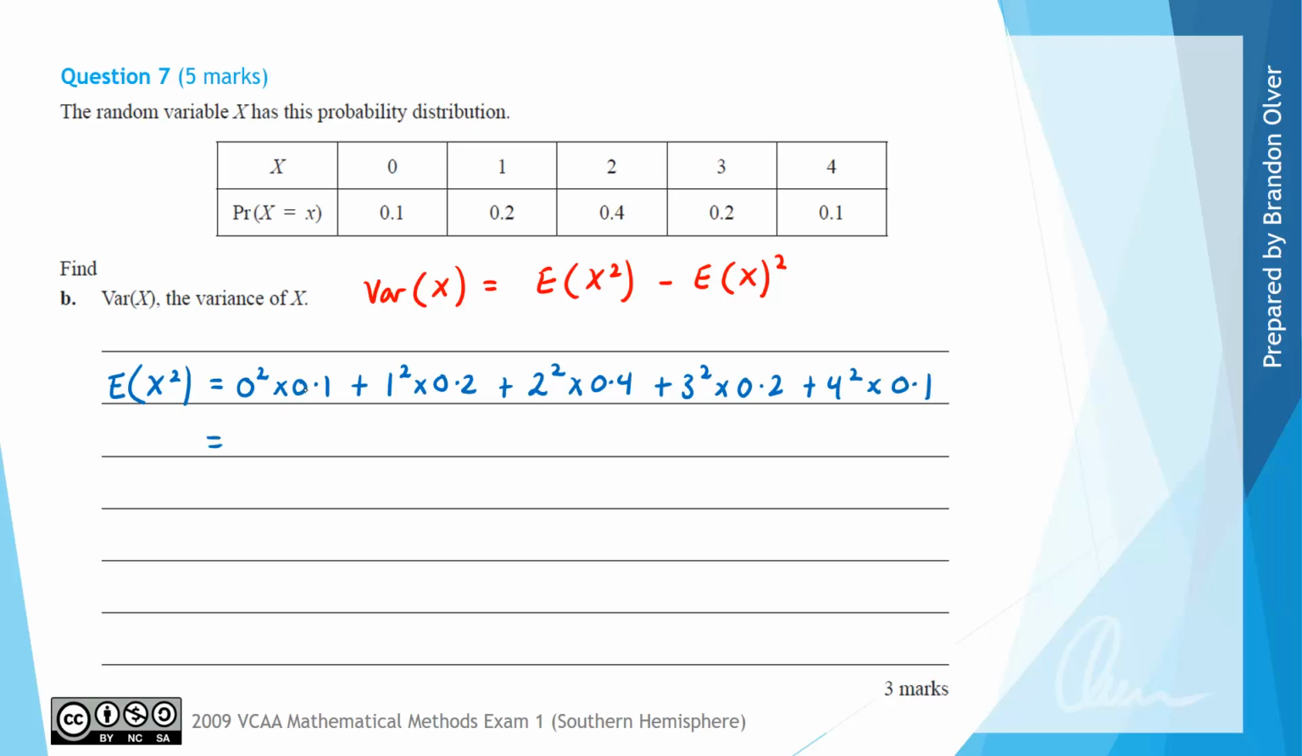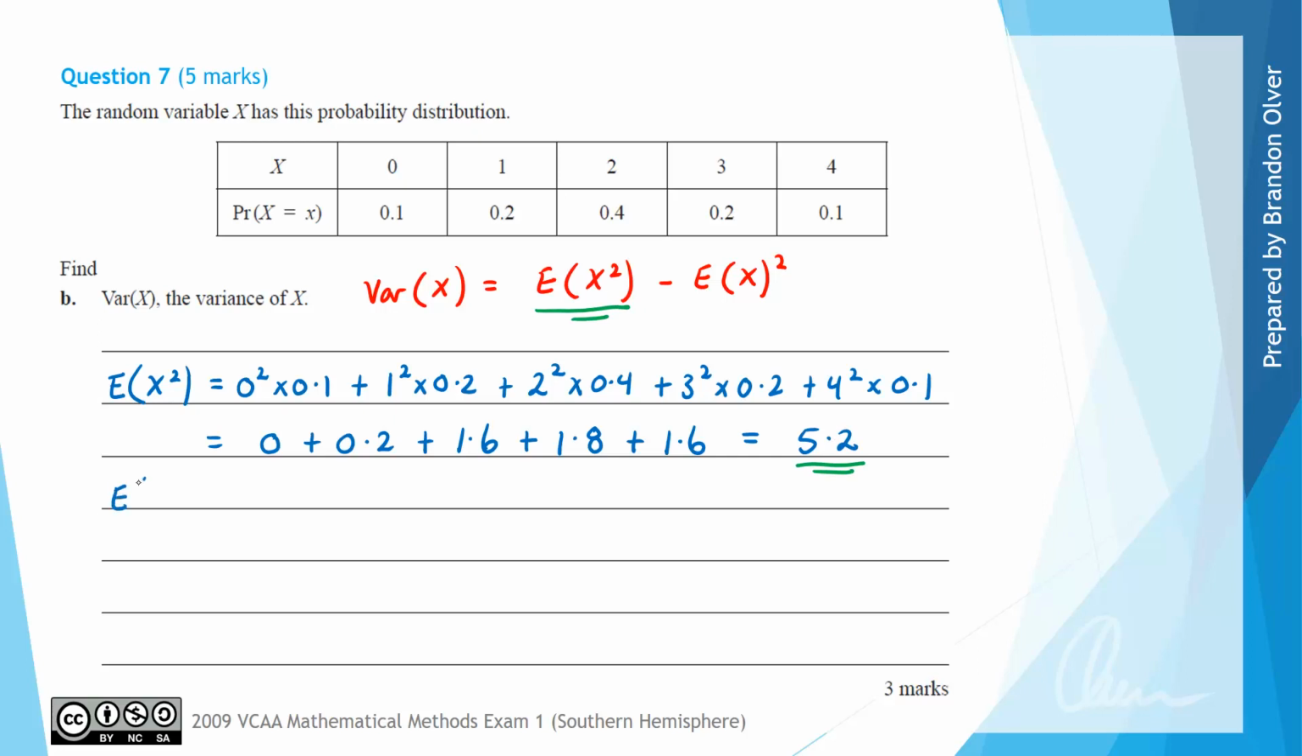And then if we simplify that down, 0 squared times 0.1 is simply 0. Then 1 squared is 1 times 0.2 is just plus 0.2. Then we have plus 2 squared is 4, and 4 times 0.4 is 1.6. And we add on 3 squared is 9 times 0.2 is 1.8. And then we finally add on 4 squared is 16 times 0.1 is going to be 1.6. And adding all of that up, you should find that that equals 5.2. So this value here is going to go in that part of the formula.